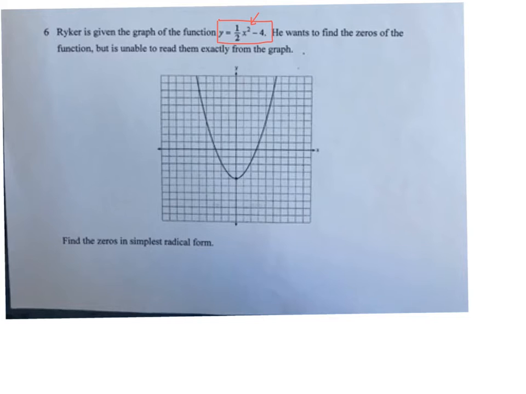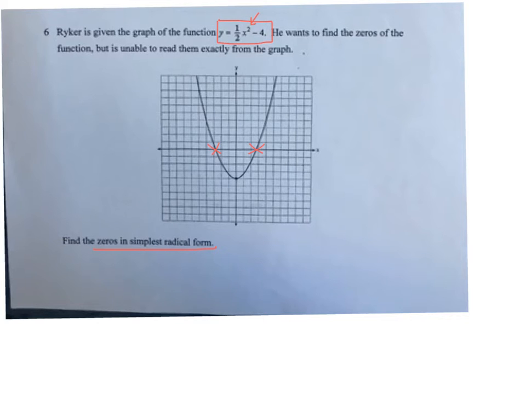However, I see a graph given here. He wants to find the zeros of the function, but is unable to read them exactly from the graph. Find the zeros in simplest radical form. So that's the same thing as saying, find where this graph hits the x-axis, which is right here, these 2 points, in simplest radical form, meaning these have decimal equivalents, so we can't use factoring. We have to use quadratic formula or completing the square.